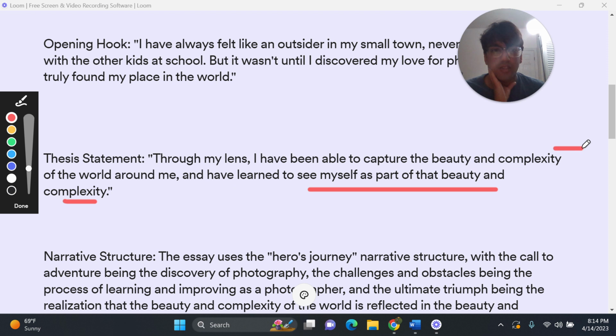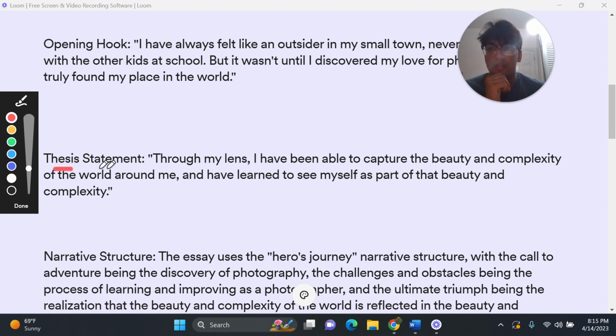So automatically, I can kind of see that this person has a structure, a narrative, and a thesis, something that they want to write this essay about. And the essay, I think, is going to be about how they've kind of learned about beauty and complexity in the world, and not only about the world itself, but also about themselves and how they're a part of that beauty and complexity. So I'm kind of expecting sort of like a Buddhist style essay where you're understanding yourself as part of the world and understanding the world as beautiful and complex.